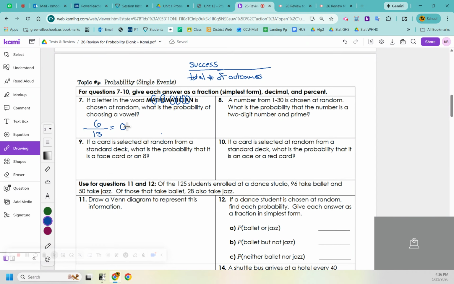As a decimal, it'd be 0.46. And then as a percent, if you times it by 100, that'd be 46%.